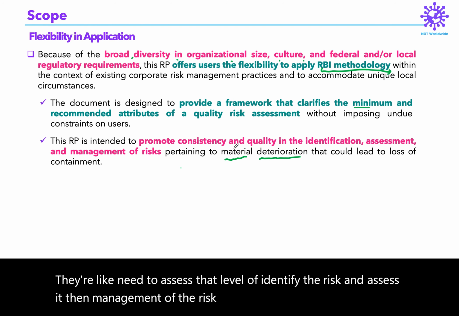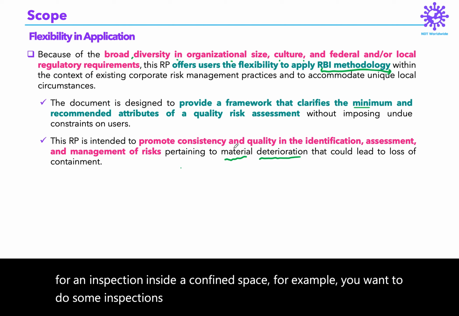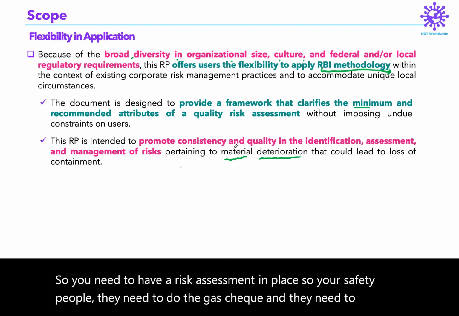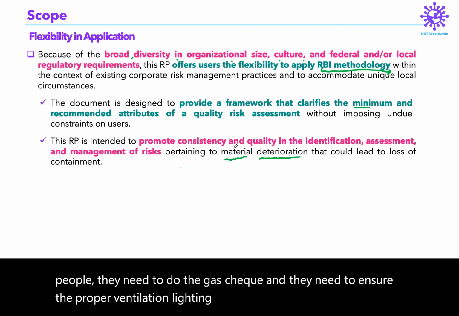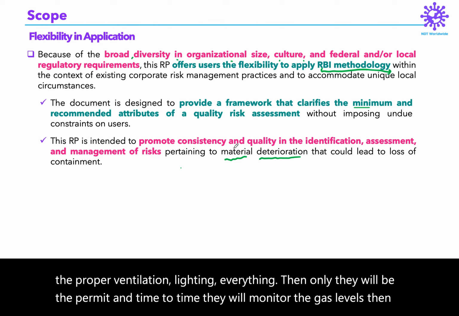Best example, when you are going for an inspection inside a confined space. For example, you want to do some inspections inside a storage tank. So you need to have a risk assessment in place. Your safety people need to do the gas check and ensure proper ventilation, lighting, everything. Then only will they give the permit. And time to time they'll monitor the gas levels. Then they will allow the inspection team to work.